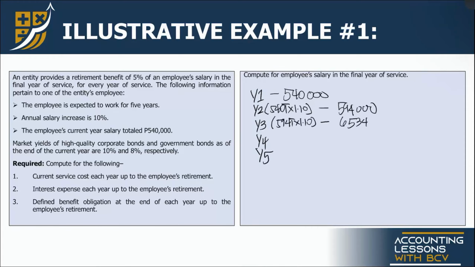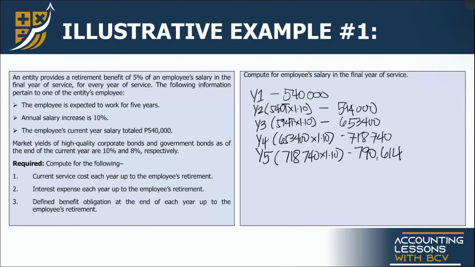Okay? So, tuloy natin na. Year 4 magiging 653,400 times 1.10. And for year 5, another increase. So that will become 790,614. Okay? So the employee's salary in the final year of service is determined at 790,614.